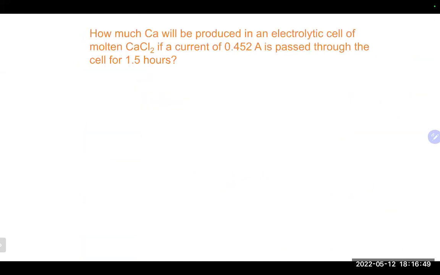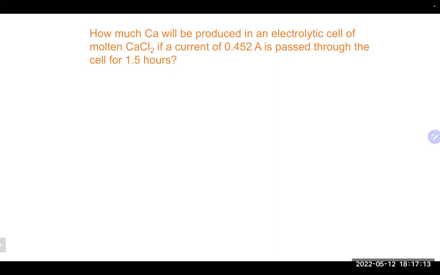All right, so let's take a look at one here. Actually, we'll skip that one. Let's take a look at this one first here. So how much calcium will be produced in an electrolysis cell of molten calcium chloride if a current of 0.452 amps is passed through a cell for 1.5 hours?